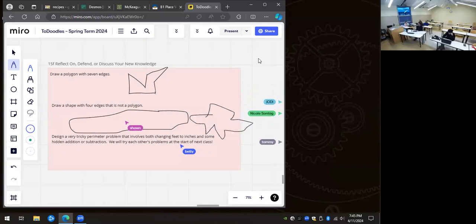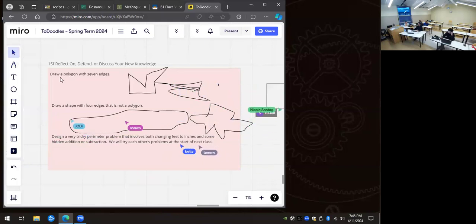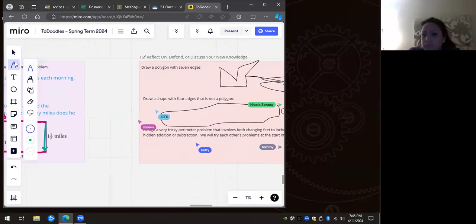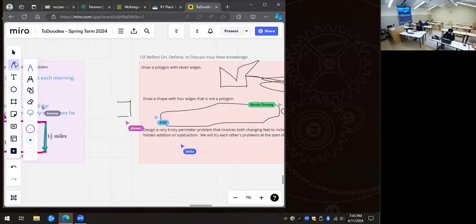Okay, a shape with 4 edges, that's not a polygon. So how do you make not a polygon? You either have an edge that's not straight. So maybe my not a polygon goes 1, 2, 3, and then that's not a polygon. Or you have it not be closed. 1, 2, 3, 4, right? The Big Dipper is not a polygon.